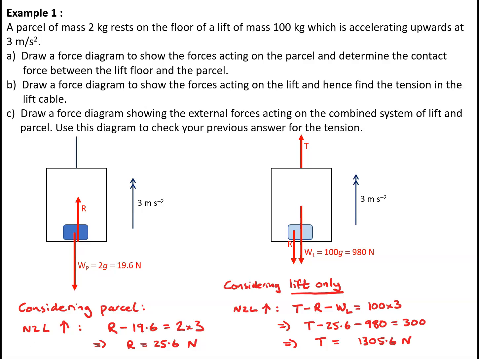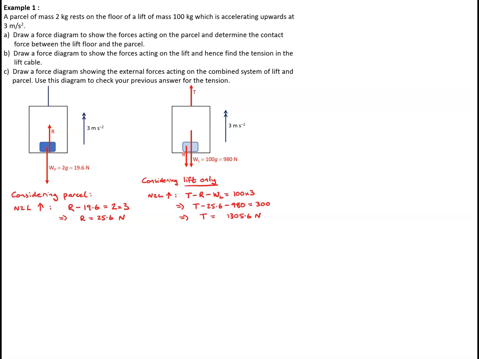For part C now, we've got to draw a force diagram showing the external forces acting on the combined system consisting of the lift and the parcel together, and use this diagram to check your previous answer for the tension.